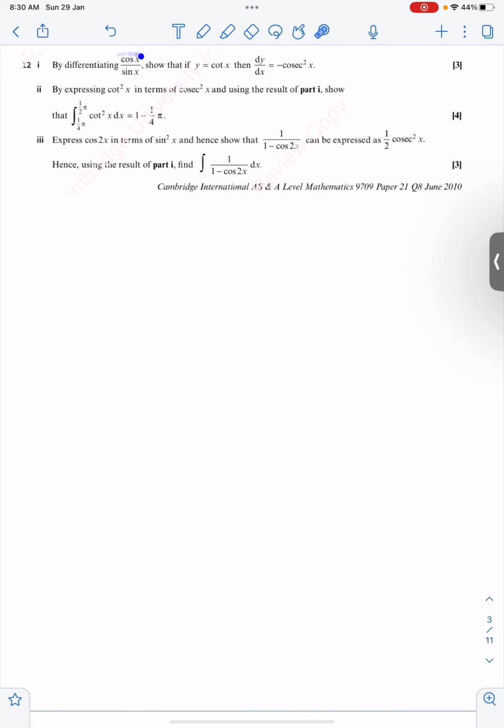By differentiating cos x upon sin x, show that if y equals cot of x, then dy by dx equals this. Okay, we know that this is equal to cot of x. Cot of x is cos x upon sin x. Okay, so if we take u upon v, we know that u equals cos x. So u dash is going to be the differentiation of cos x, which is negative sin x. V is sin x. V dash is going to be cos x.